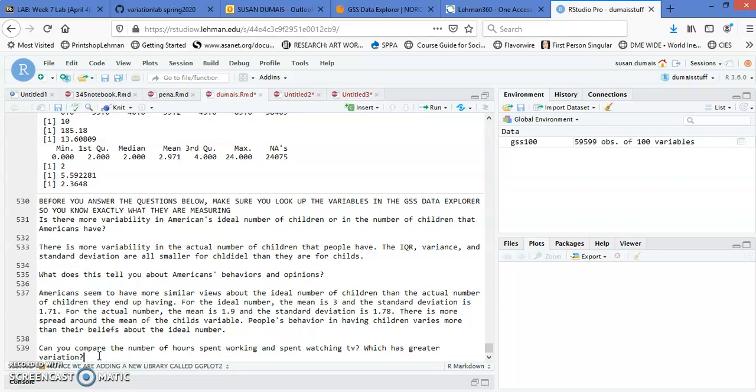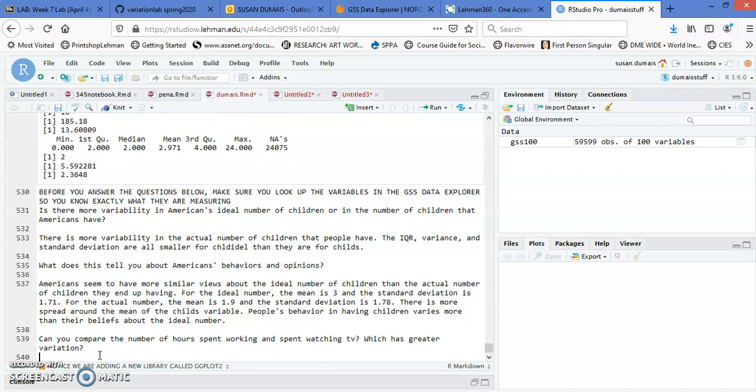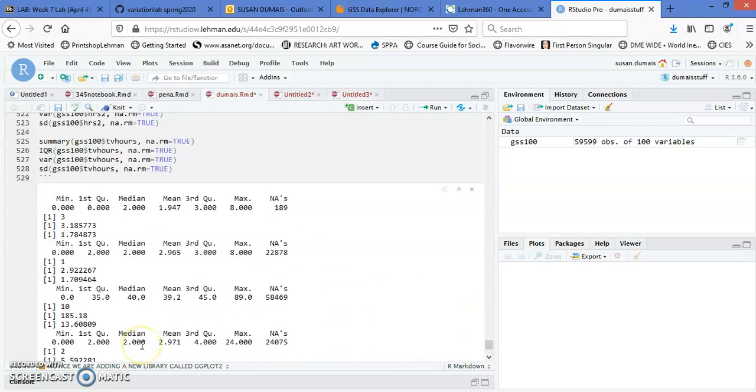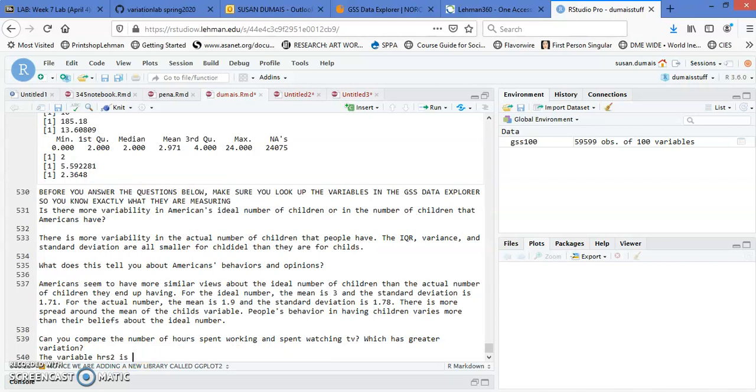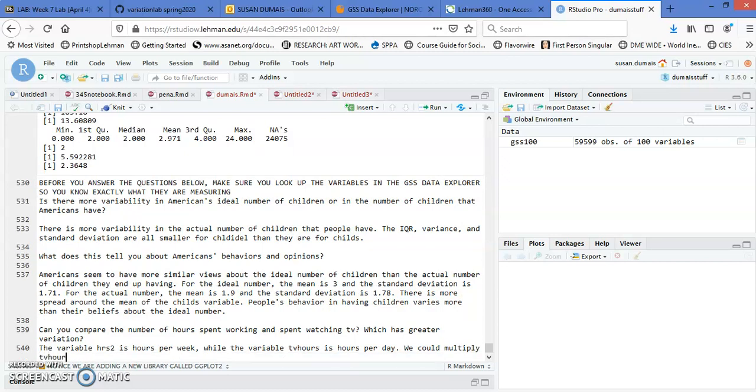Which has greater variation? This is a slightly trick question. So the variable hours, hours 1 or hours 2? Hours 2 is hours per week, while the variable TV hours is hours per day. We could multiply TV hours by 7 to get the total number of TV hours watched per week.